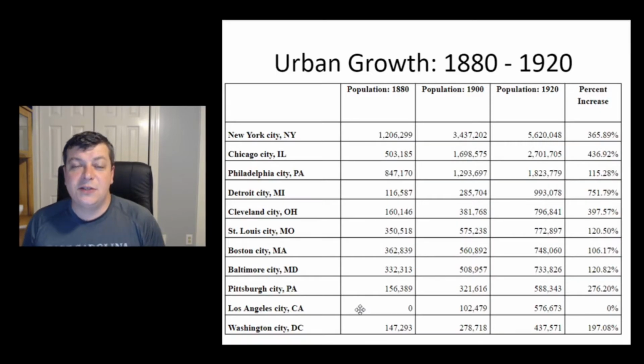Just look at the population figures during this time. New York City's population in 1880 was 1.2 million. It tripled over the next 20 years and grew to 5.6 million in 1920, a 365 percent increase. Chicago at the time had 500,000 people in 1880, but it would triple over the next 20 years and grow to 2.7 million by 1920.